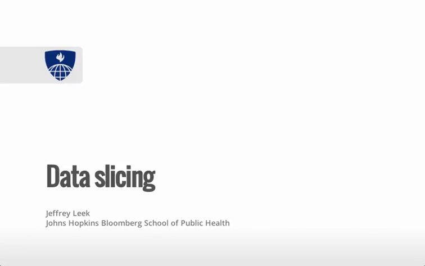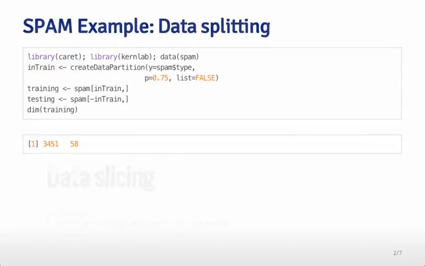So this lecture is about data slicing, and you might use data slicing either for building your training and test data sets right at the beginning of your prediction function creation, or you might use it for performing cross-validation or bootstrapping within your training set in order to evaluate your models. So again, we're going to be using the Caret package, so I've loaded the Caret package here, and I've also loaded the kernlab dataset again, just so I can load the spam data.